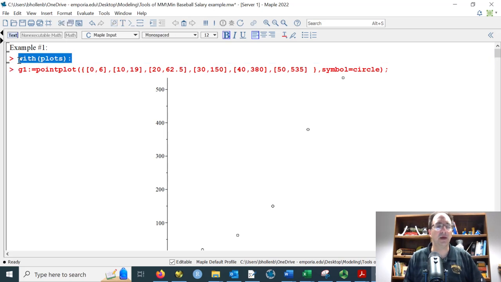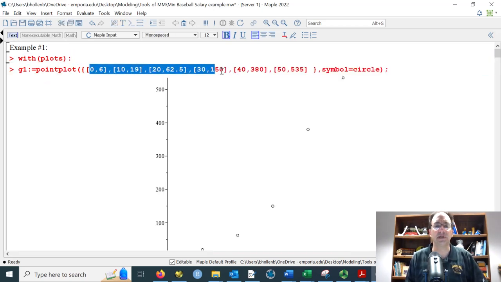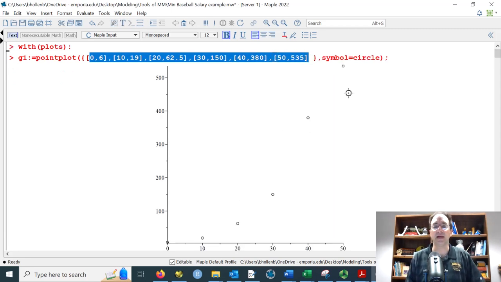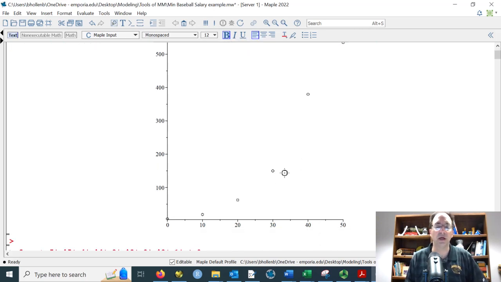So we load a package here that allows us to do point plot. And then as you can see, these are exactly the data points that we just referred to previously. And so here's a plot of that data. And we see that there is some sort of a trend. It's definitely increasing, appears to be concave up for the most part.